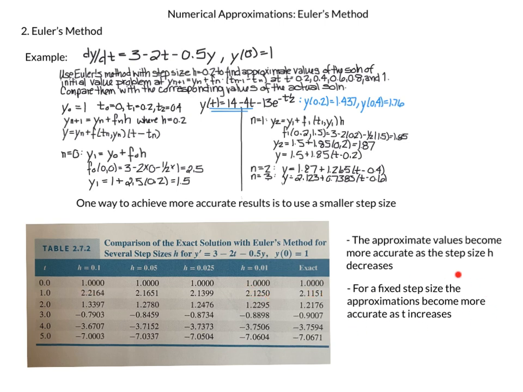The other thing we can see is the approximations become more accurate as t increases. So even just looking through here we have a large error of 0.1, but by the time we come over here, our error is down to the second decimal place.